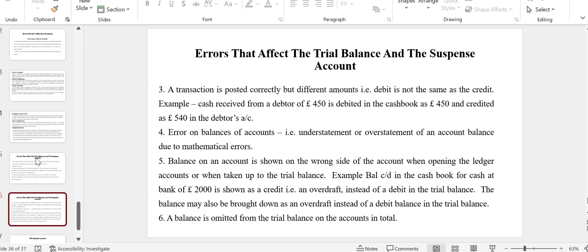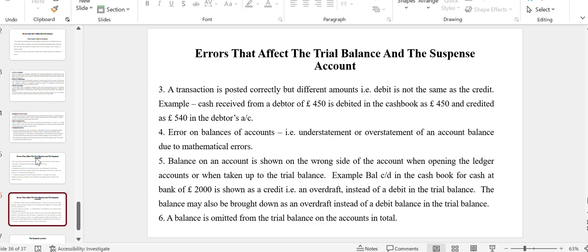The other one is error on balances of accounts. This is where you commit an arithmetical error. We call this an arithmetical or mathematical error. When you are balancing the ledger account, balance carried down, you get the wrong figure. And for us students, most of the time, these are the types of errors that affect us. Because of time, you are trying to rush, so you commit mathematical errors.